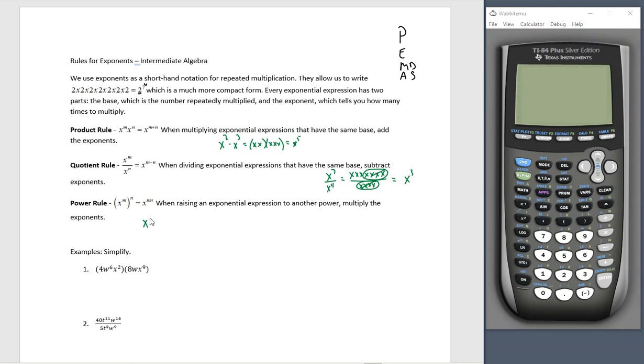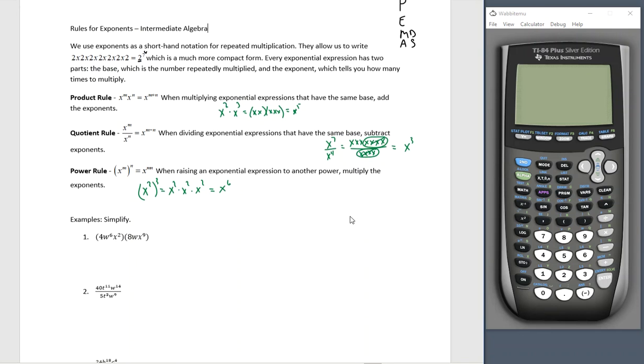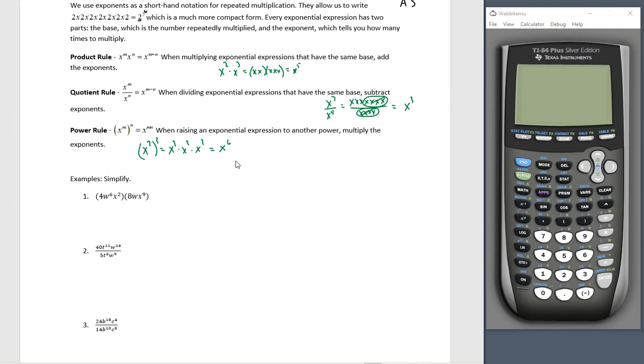Again, if I had x squared cubed, that's x squared times x squared times x squared. But an exponent, right, repeated multiplication of things with the same base turns into addition of the exponent. So definitely a difference between product and power rule here. Okay, so let's use some of these rules. These are the big three: product, quotient, and power rule.